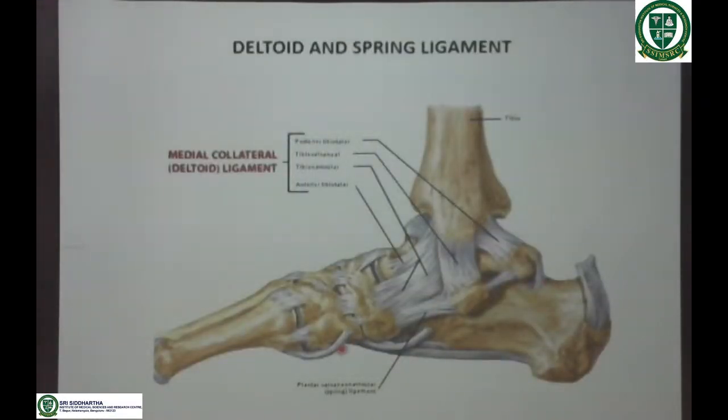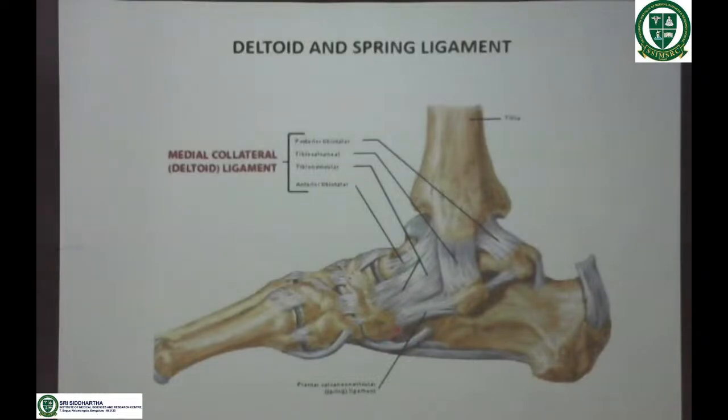Here again, this is the medial view only. Here you see the ligaments. This ligament is the deltoid ligament. This is the tibia, the calcaneum is here, then the navicular. The talus is covered by these ligaments. Here is the deltoid ligament. Then this part here is the sustentaculum tali of the calcaneum.